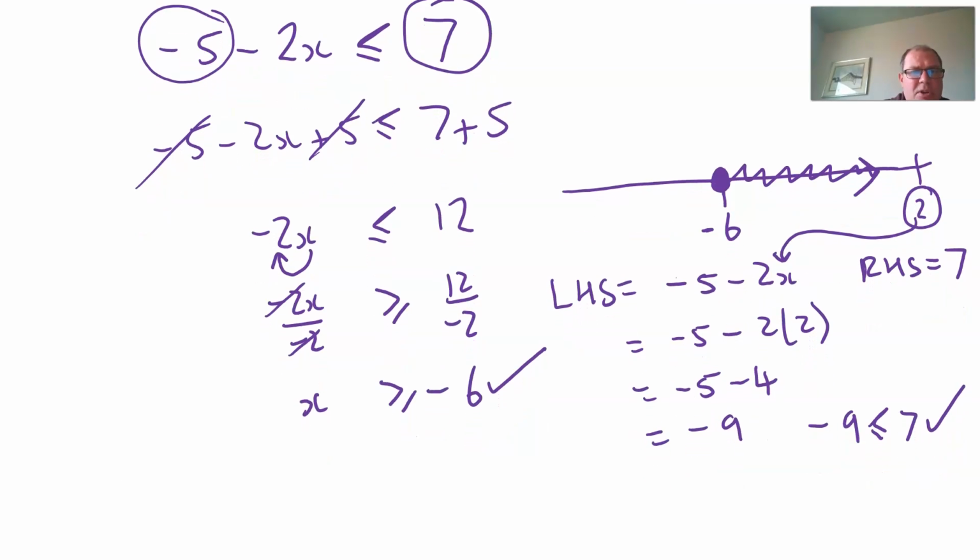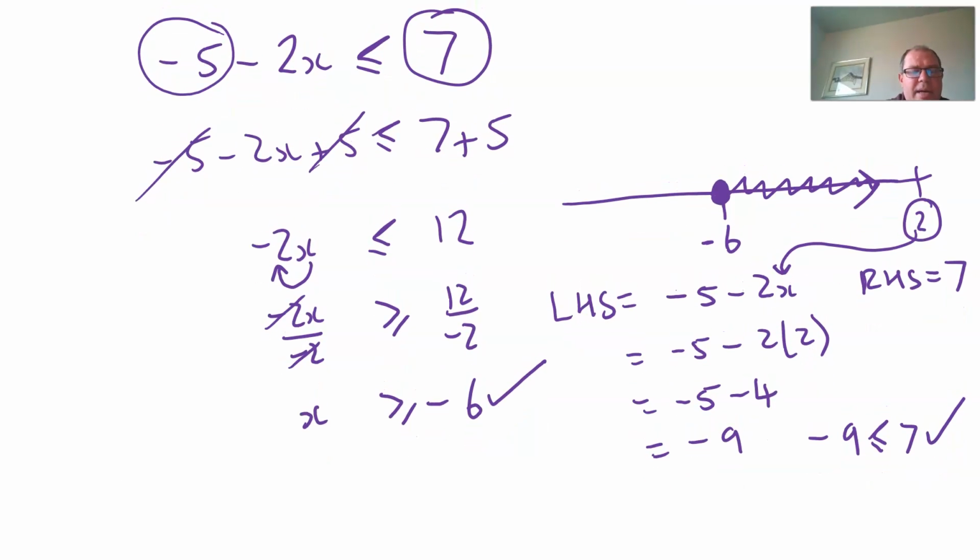I'm actually going to do the same inequality: minus 5 minus 2x is smaller than or equal to 7. In this method, I'm going to avoid multiplying and dividing by a negative. Some of you may like this method because you don't have to remember to switch the inequality.